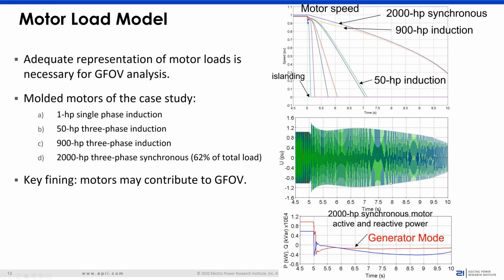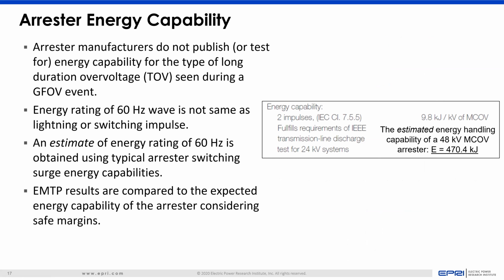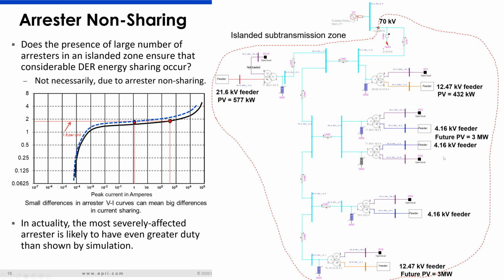And for arrestor energy capability, we had to estimate those because these are not provided for the type of overvoltage that we see for GFOV type voltages. The arrestor withstand energy capability is not tested or published. So we used the published energy handling capability for switching surge, and we estimated the GFOV withstand capability using that, and we compared the EMTP results to that estimated energy.